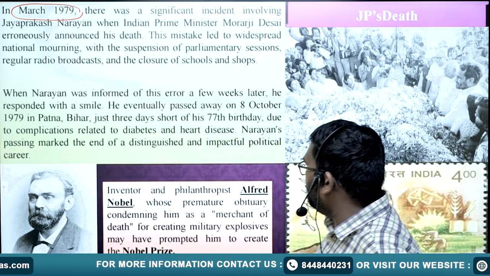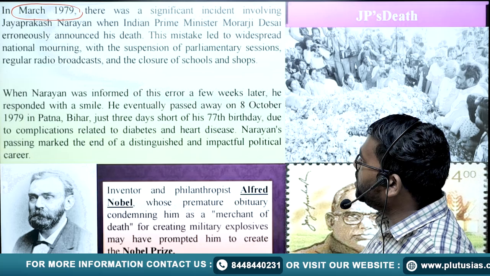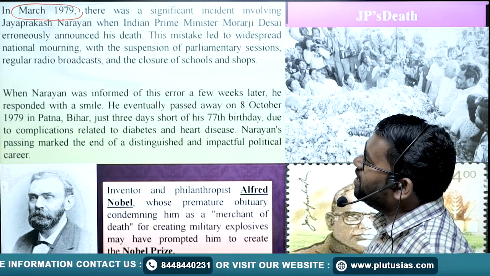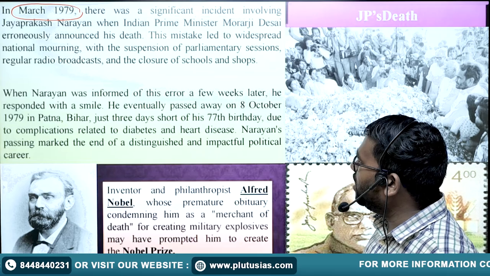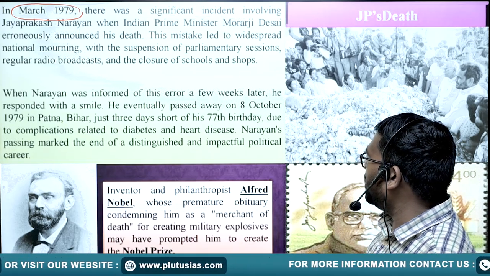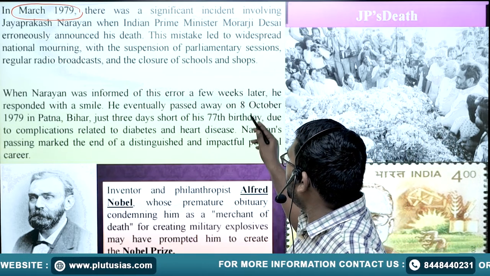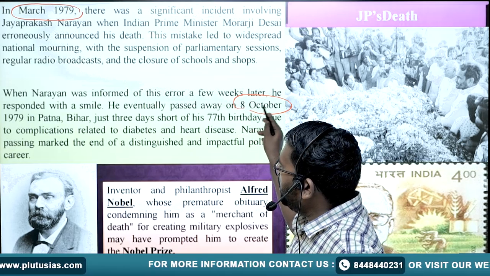This is called a premature obituary. So basically, JP had not died in March 1979, and it was announced in the public media, in the news, on the radio that he had died, and schools and colleges were closed. Finally, this person eventually passed away on 8th October 1979.